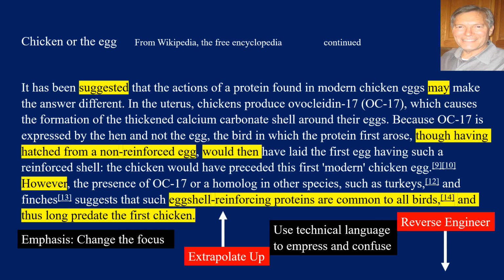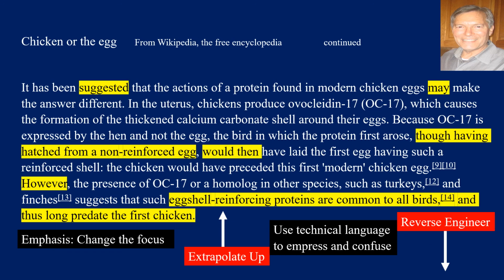However, the presence of OC17 or a homologue in other species, such as turkeys and finches, suggests that such eggshell reinforcing proteins are common to all birds and thus long predated the first chicken. So again, they're going back to this question of what came first, the chicken or the egg? Well, the chicken really didn't come first. There were others. Well, okay, let's take the other bird, whatever bird that was first. Which came first, that bird or the egg?